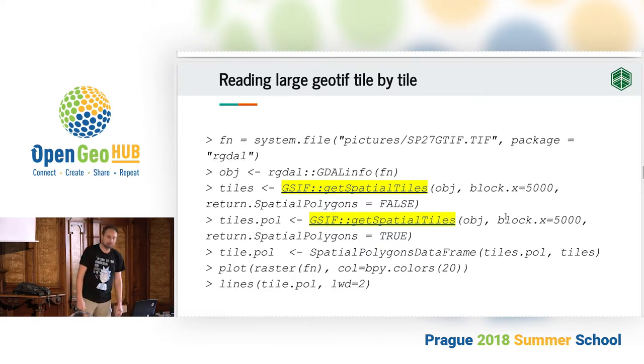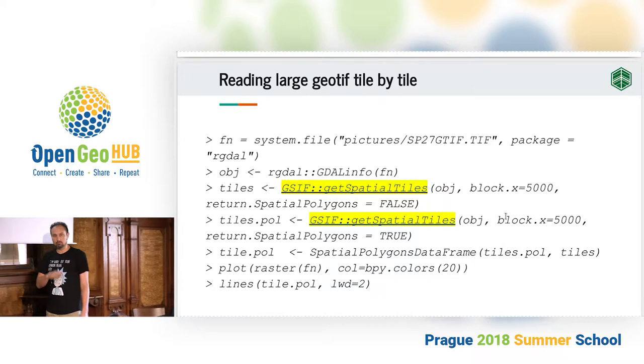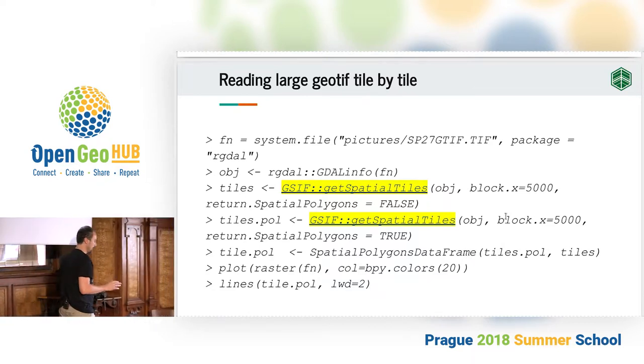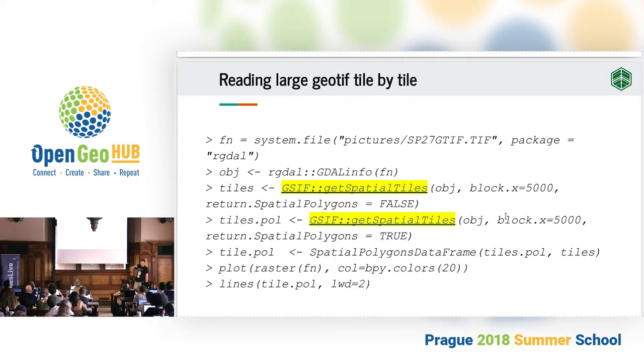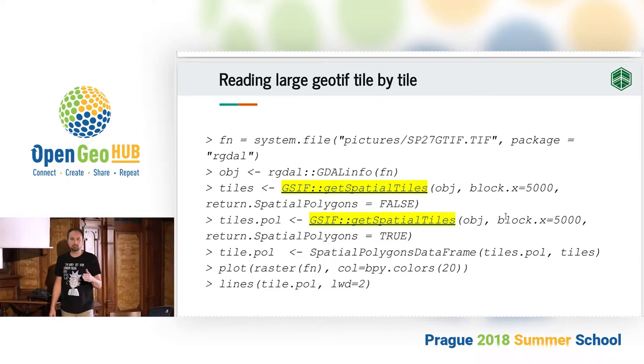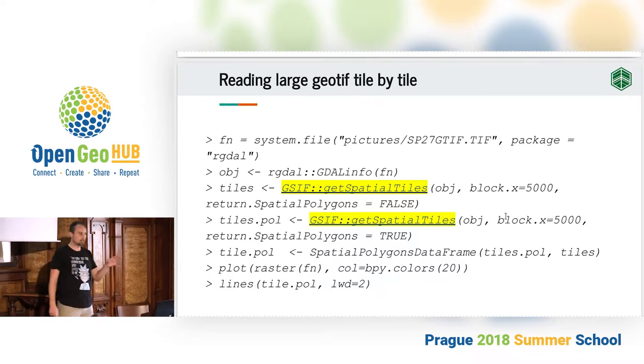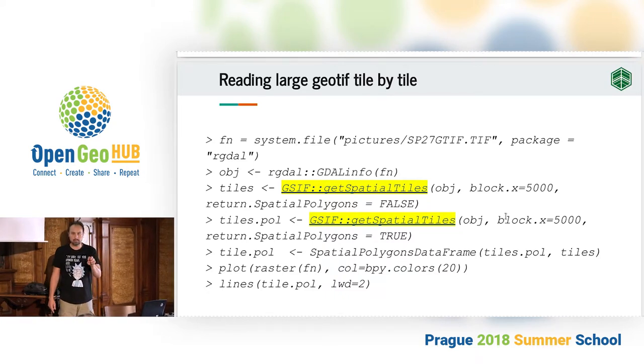So I showed you this function to read from the raster package. You can parallelize it, but I don't use the raster package for this. I use only the rgdal package. I think rgdal has everything you need for parallelization to read big data. So I made my own functions, which are the yellow functions. I made the function getSpatialTiles. I point to some geotiff, and I don't read it into R, I just call GDALinfo. It does the same thing as the raster function: it gets the definition of the grid system, the projection system, and the size of the data, etc., but it's not going to load the data into memory.